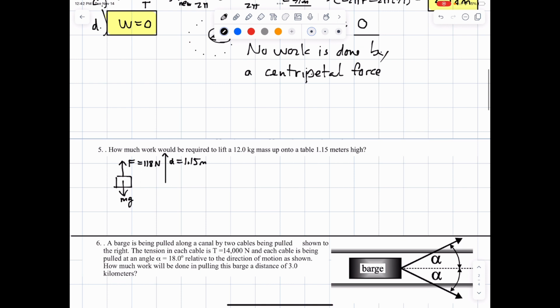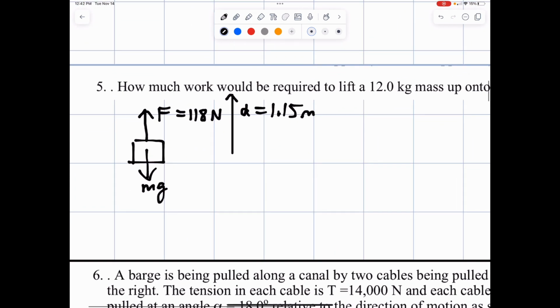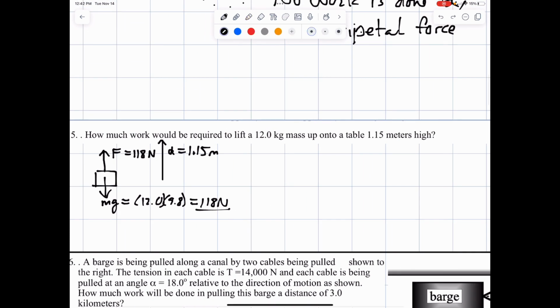Number 5, how much work would be required to lift a 12 kilogram mass onto a table 1.15 meters high? Essentially, the weight would be 12 kilograms times 9.8, and when you multiply those, you get 118 newtons. If you're lifting this against its weight, that's the force you're applying, the same as the weight. So the work, force times distance, would be 118 newtons times the 1.15 meters to lift it.